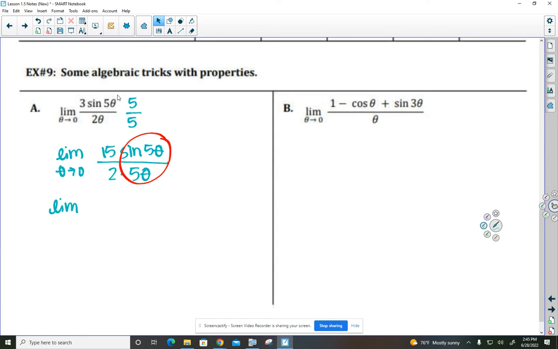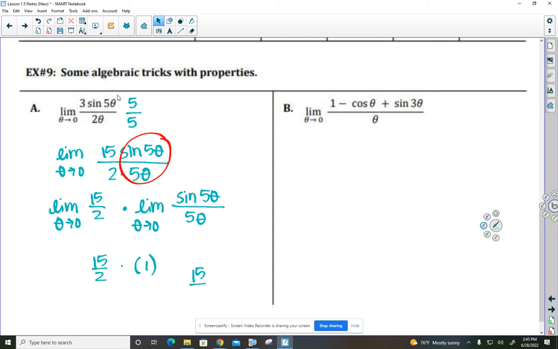So I can use the product rule to say, well, I can break these two limits into rather than being a limit of a product, being the product of two limits. Okay, the second one is my special trig limit. That's going to equal 1. And the limit of a constant, 15 halves, is just 15 halves. So the limit originally would be 15 halves.